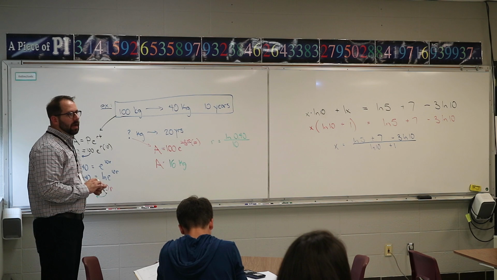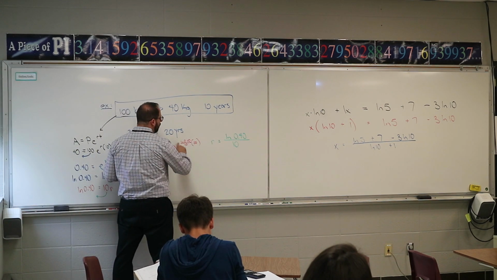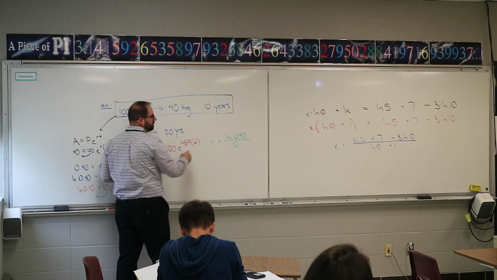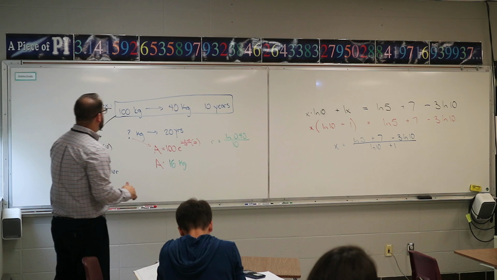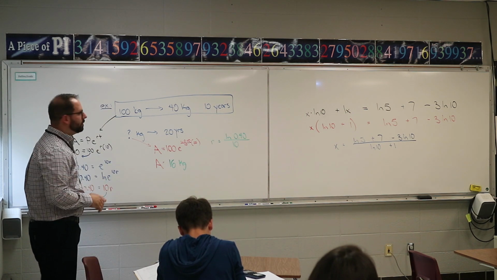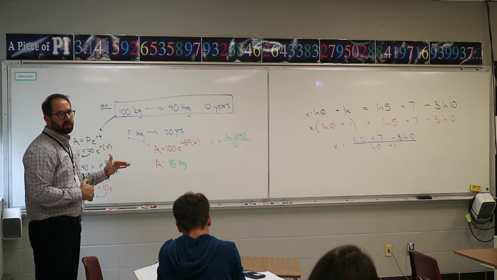Questions with how I got that? I put e to this power. Most people will type this in wrong because they won't use as many decimal places. I want as many decimal places as my calculator would get. E to the power, times 100. Questions at all about that problem? That's the answer. You want to know how many kilograms.